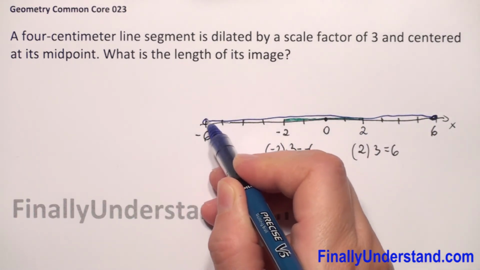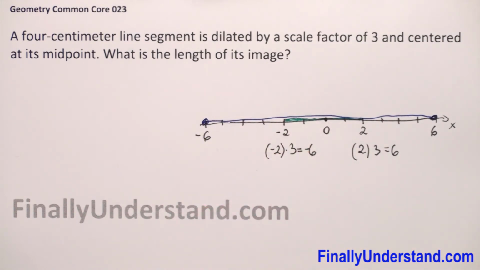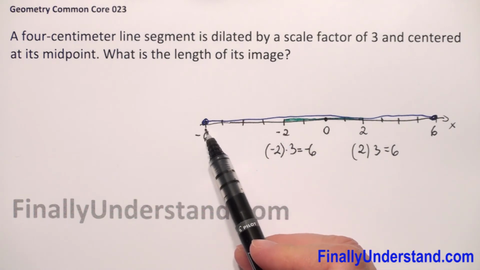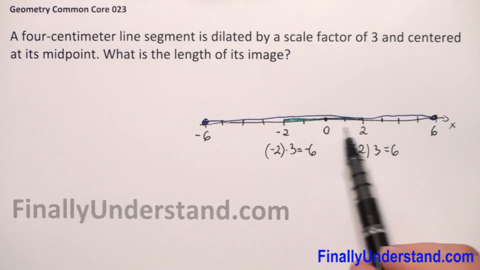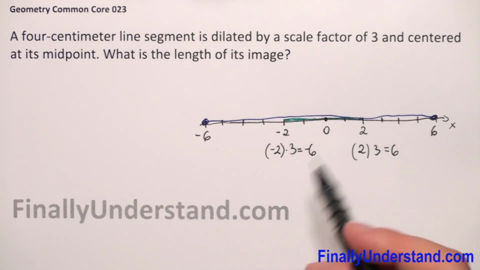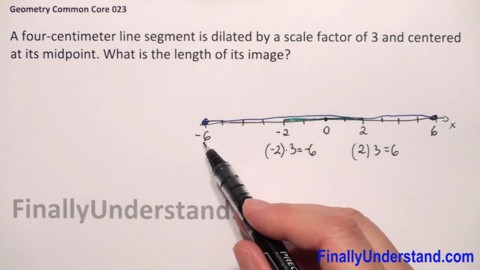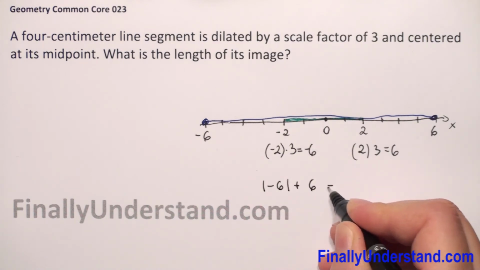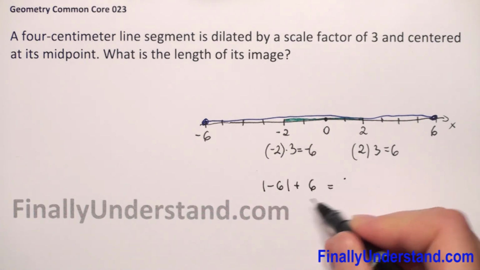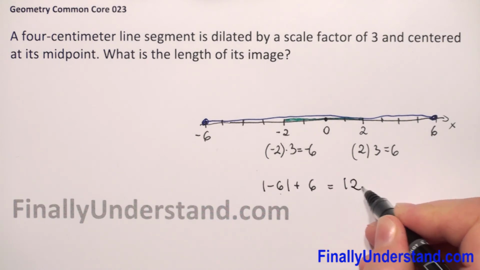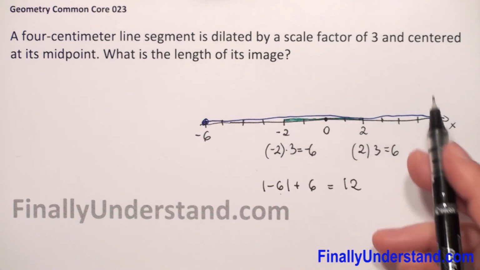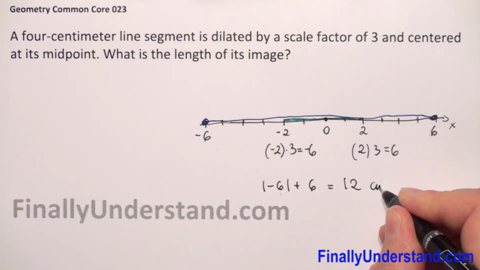This is our segment. So the length of this segment is, on the left side from 0 we have 6 units, and on the right side from 0 we have 6 units. So in other words, we have to take the absolute value of -6 plus 6. This is equal to 6 plus 6, which is 12. So the length of our segment is 12 centimeters.